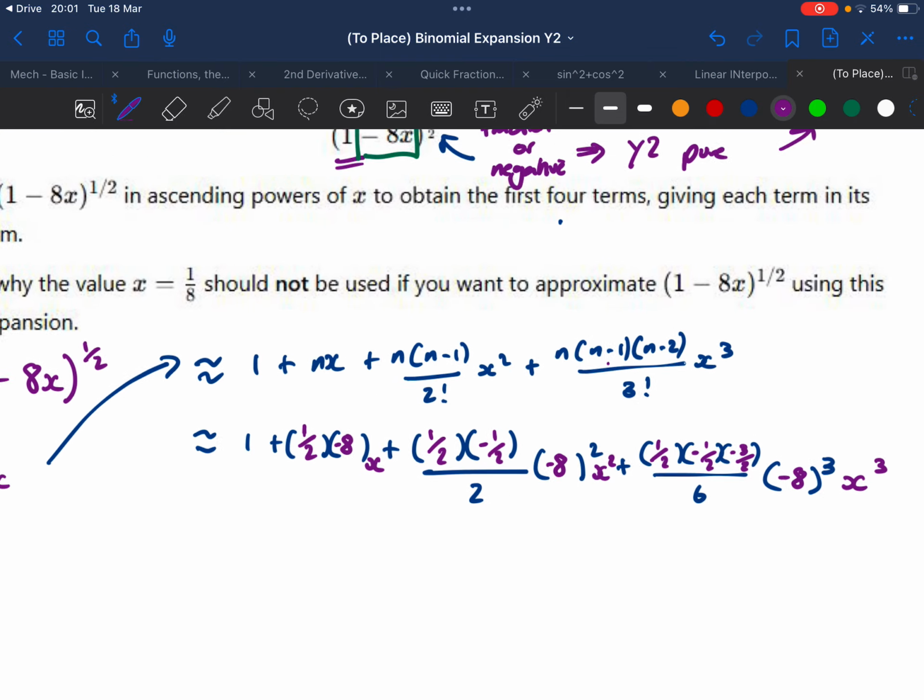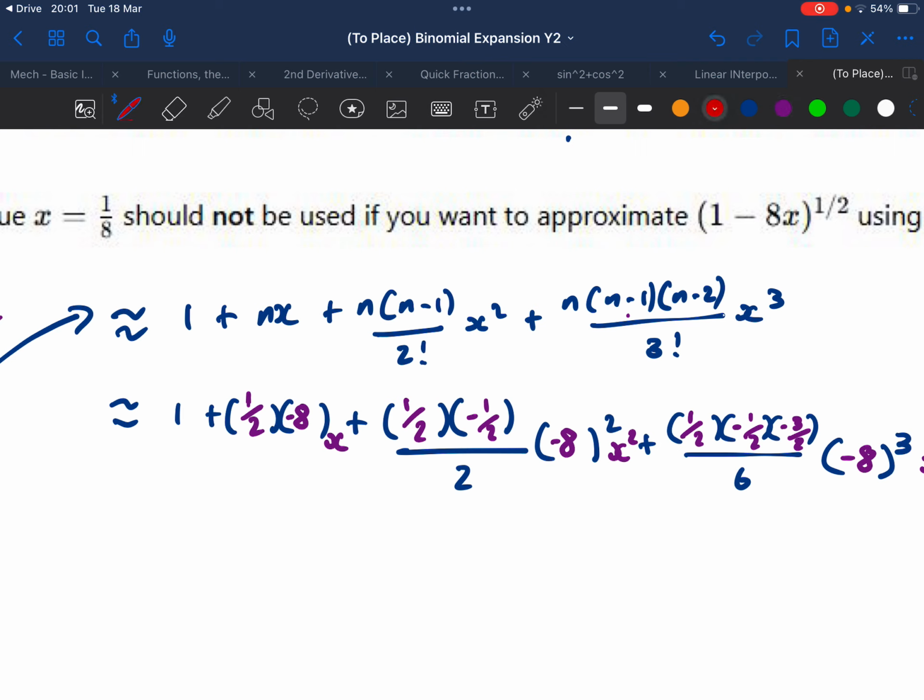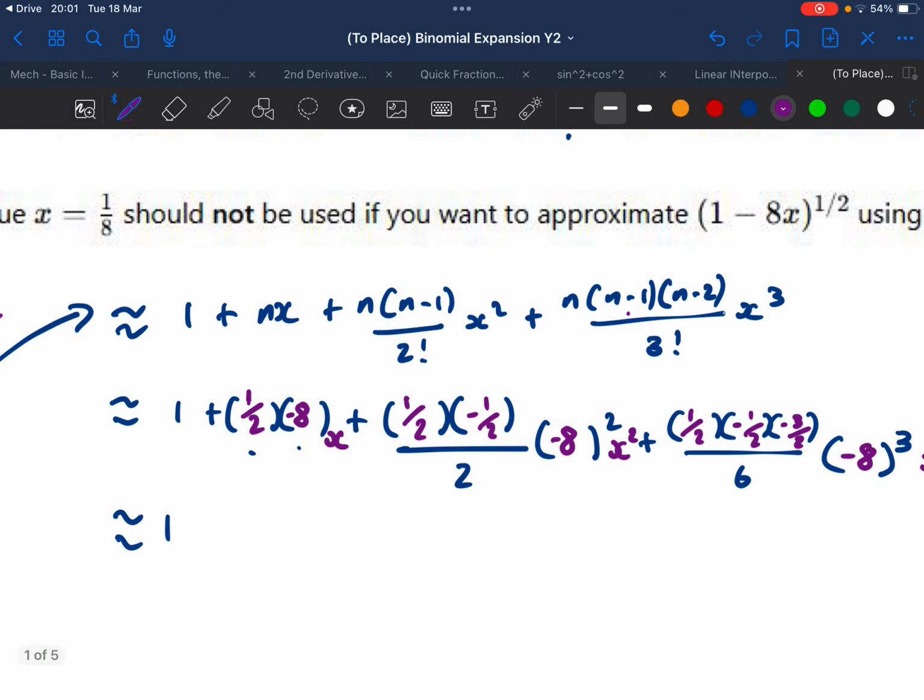Now, why am I doing all of that? Well, clearly, when we simplify, this is a 1, for example, and this is a very, very quick calculation. You know, it's minus 4x. But when you start getting to this point here, it starts taking quite a long time and you have to really be quite careful.